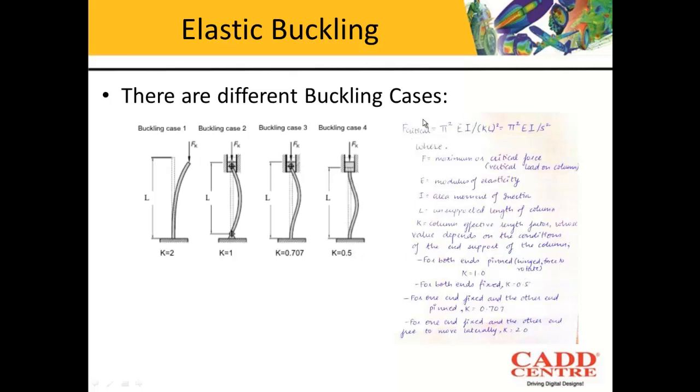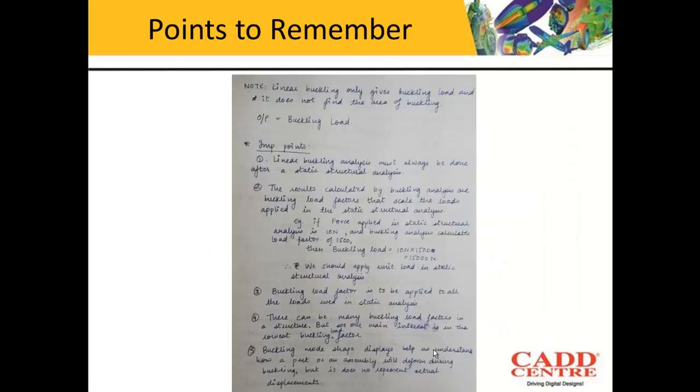So this is the formula by which the buckling load is calculated, and there are some situations in which the K value will change. According to the loading conditions and according to the constraining of the other ends, the K value changes. So we have understood under what situations the K value changes. Apart from this, there are some points that you should remember whenever you are performing a buckling analysis.